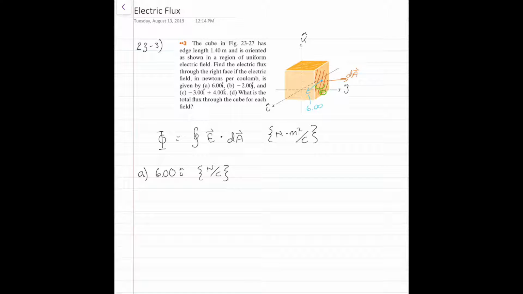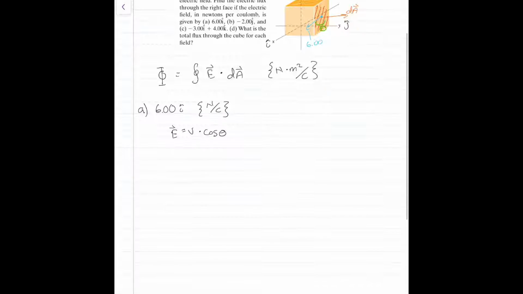So when we go to look at the electric field, one thing to note is that the electric field is effectively your electric field times the cosine of theta, because that's what gives you the vector that is the same sense as your area. So you always have to incorporate that theta value into your electric field. So we'll go ahead and do that here.